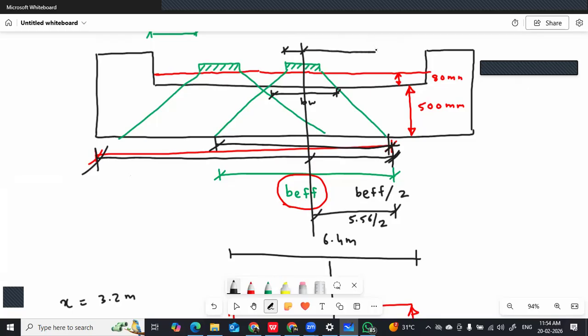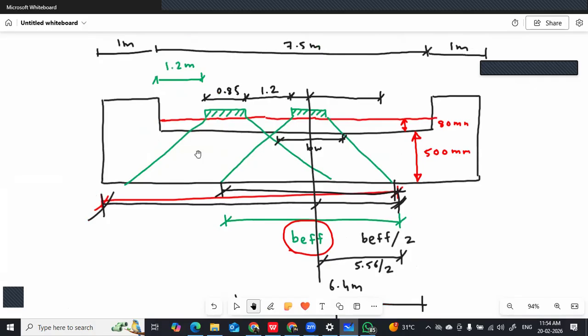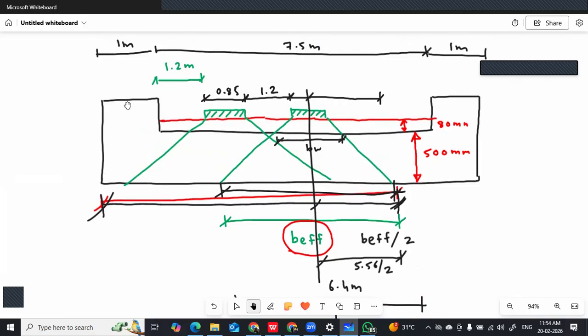See, from this point to here it is 0.85 divided by 2. Yes, sir. Okay, this is 0.85 divided by 2. The distance from here to here we know, we have seen the IRC loading, this is 1.2. And this distance is 0.85. What is the margin? The margin is 1.2. And what is the footpath? Footpath is 1 meter. See, from here to here, we need to find the total dispersion.